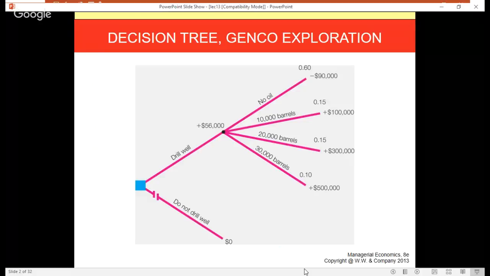Now, the probability that they don't find oil is 60%. The probability that that oil well produces 10,000 is 13%. The probability that it produces 20,000 barrels, again, would be 15%. And finally, the probability that it produces 30,000 barrels, 10%.